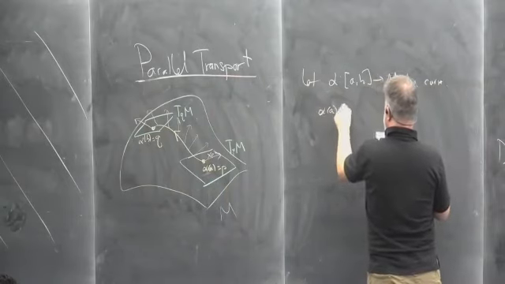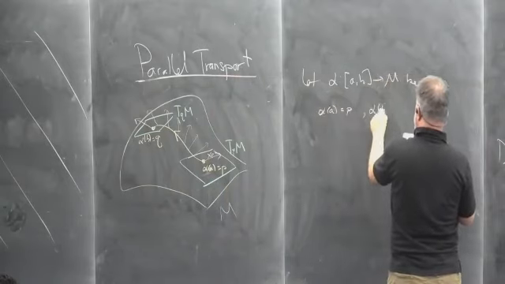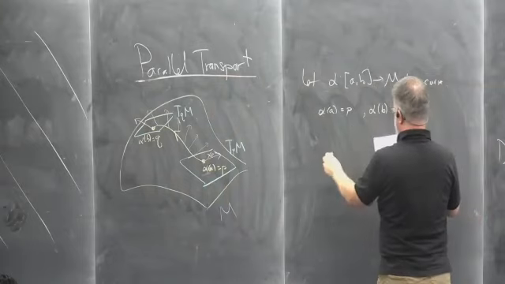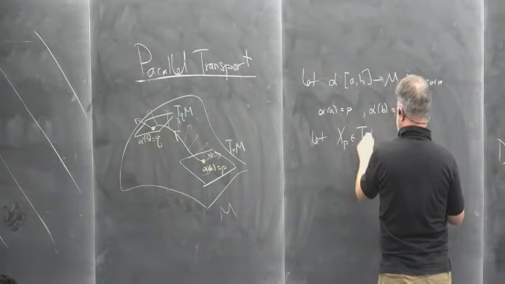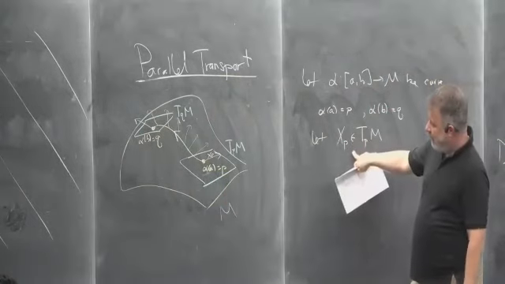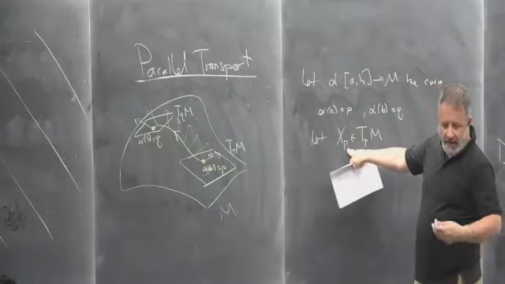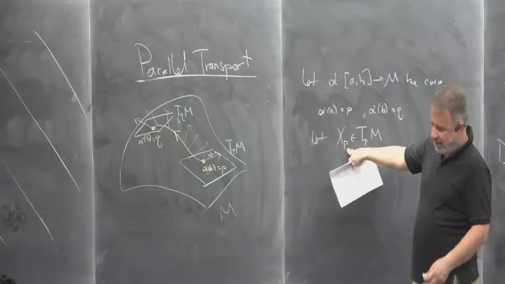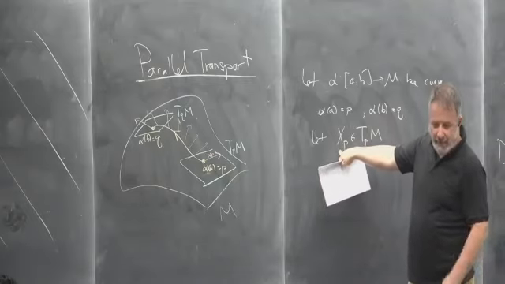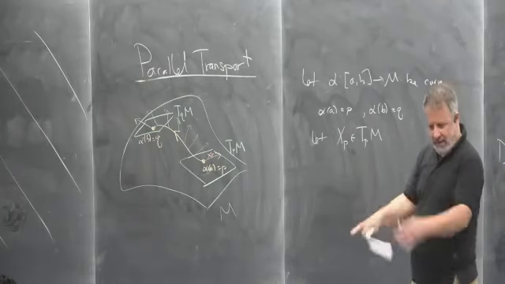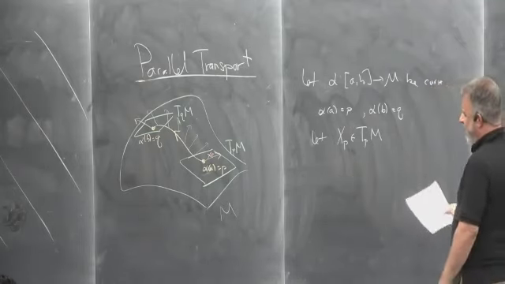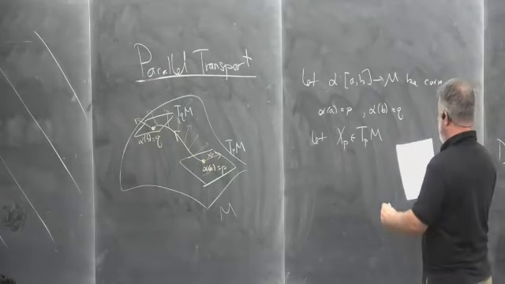Alpha of A is P, alpha of B is Q, and let XP be a tangent vector at P. I'm not assuming that there's some vector field X on M whose value at P is XP, although of course there always will be. I can always define it in local coordinates and cut it down by a bump function, but I don't need that. I just need a tangent vector, okay?